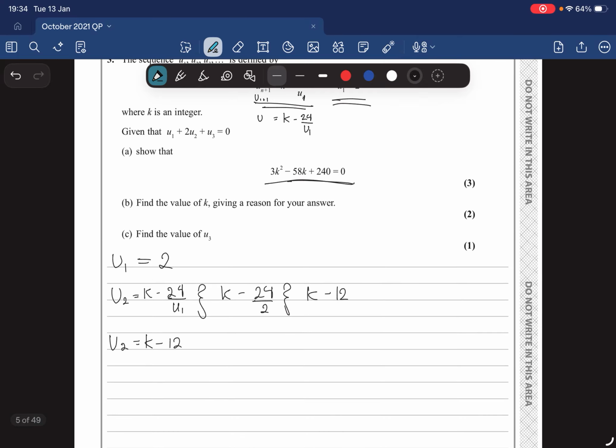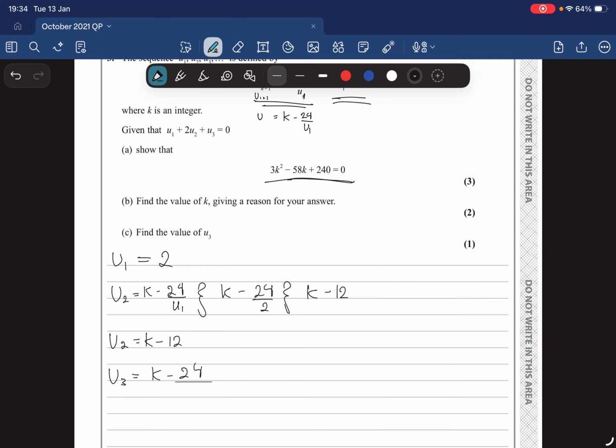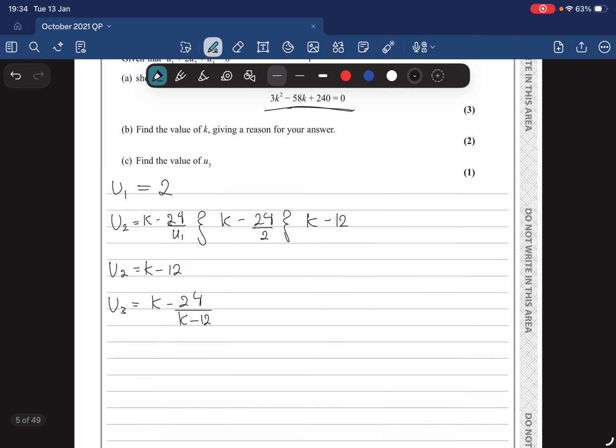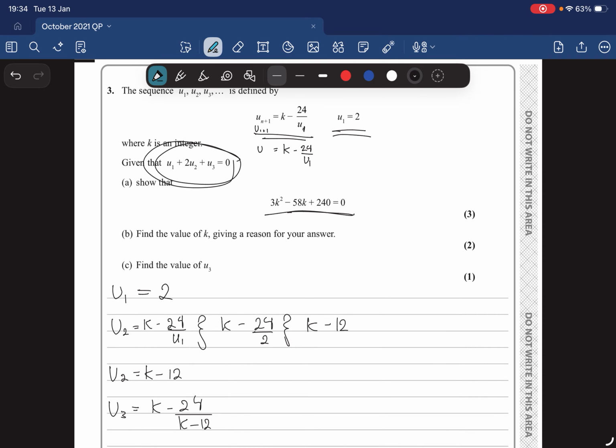u3, we would do the same thing. So u3, k minus 24 over u2, which is k minus 12. We just kind of leave it like that. You can't really do much to it. And now we pop it into the equation.